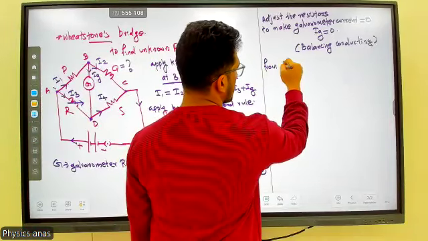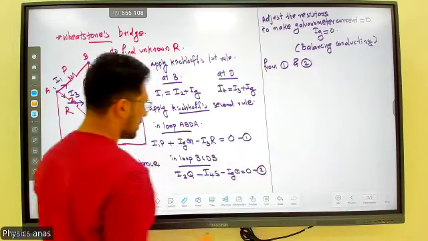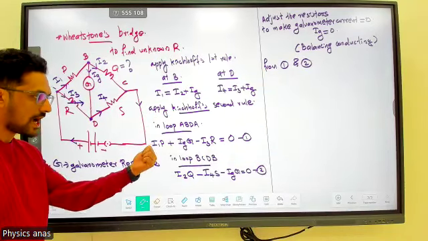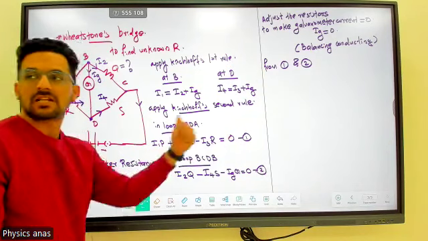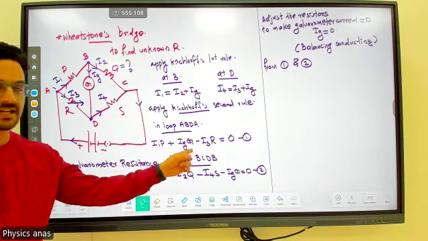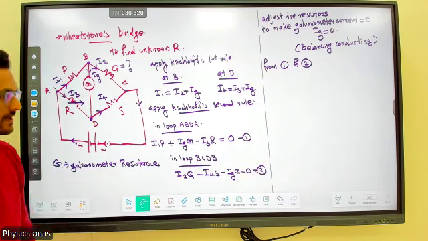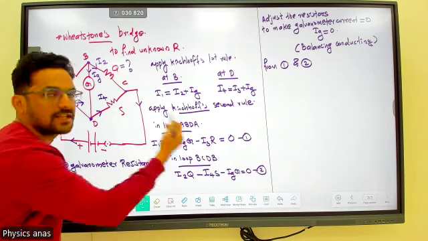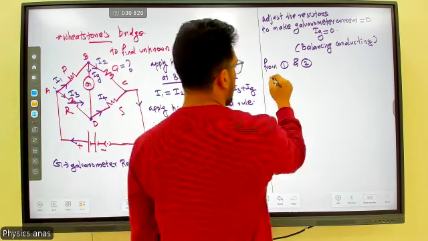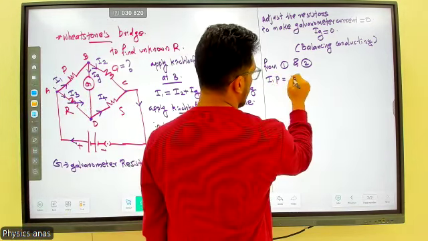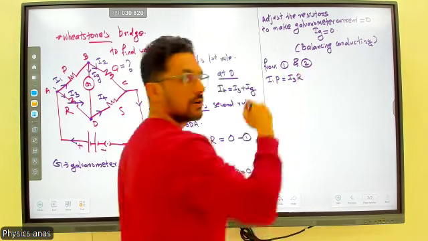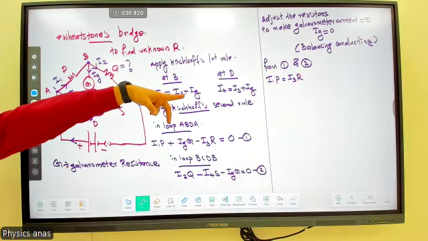From the first and second equation, Ig is gone. So I1P is equal to I3R. Minus I3R can be taken here, so it will become plus I3R. Now I1P is equal to I3R. Got it? I1P is equal to I3R.